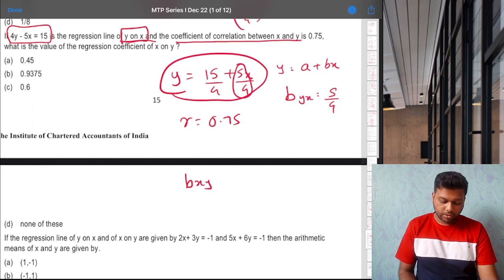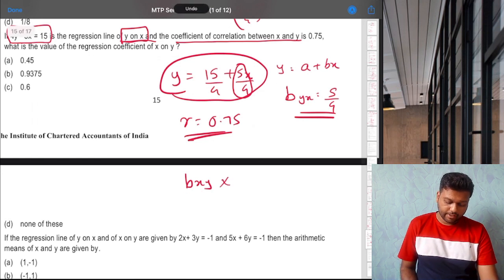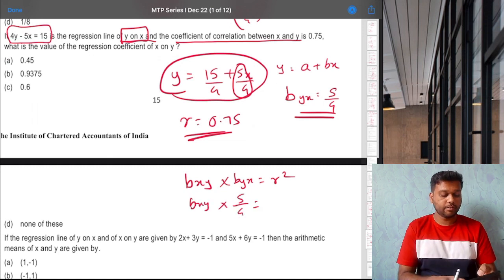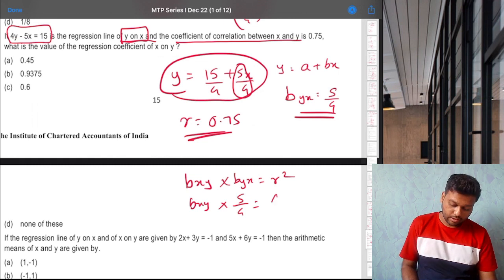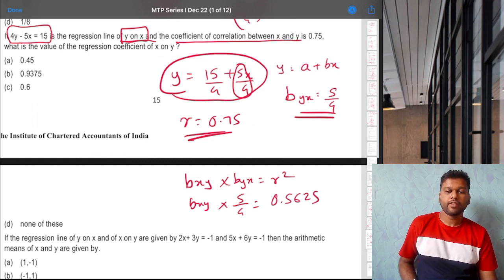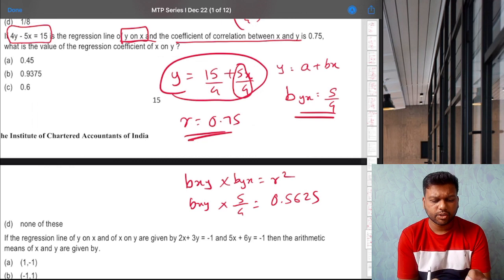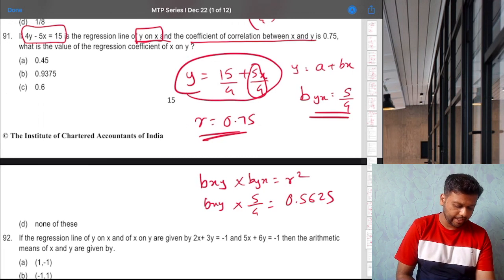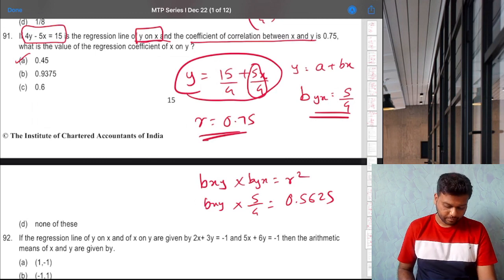So we have r, we have byx, and we want bxy. We know that bxy into byx is equal to r square. So bxy into 5 by 4 is going to be r square. r square is 0.75 square, which is 0.5625. So bxy will be 0.5625 into 4 by 5, or 0.45. Option A is the correct answer for 91.